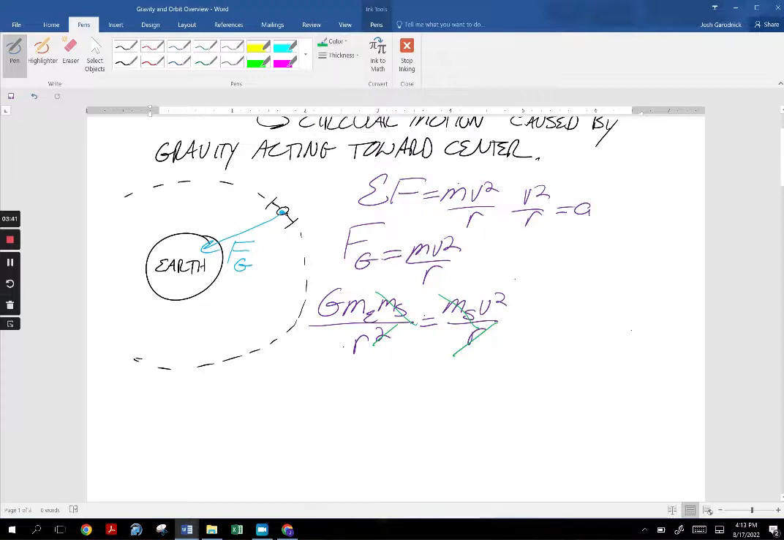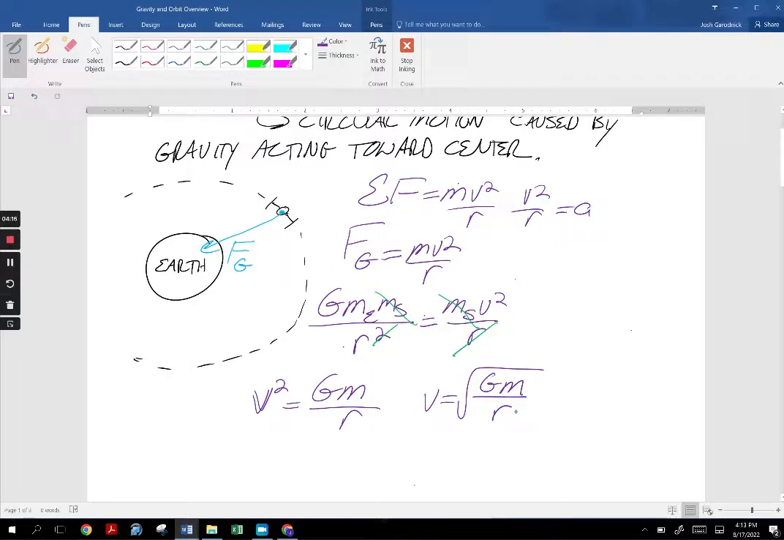I'm going to rewrite it this way: v squared is equal to G times the mass of the thing in the center of the circle, over r, which I don't want you to memorize. However, if you are AP and watching this video, or even Physics 1, knowing that the orbital velocity is equal to the square root of GM over r, that's great. That's wonderful for quick multiple choice. You don't have to spend time deriving it.